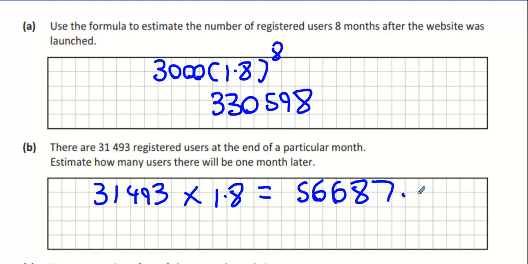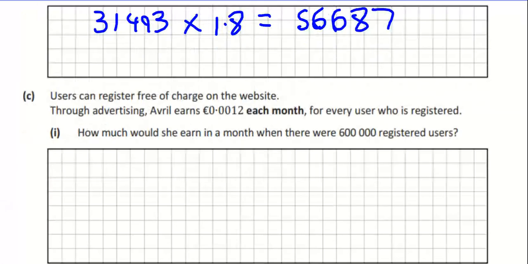50.4. So still roughly the same answer, isn't it? Okay. How many users? Once again, I'd be inclined to say it can't have 0.4 of a user. So that's 56,687. Okay. Next one.